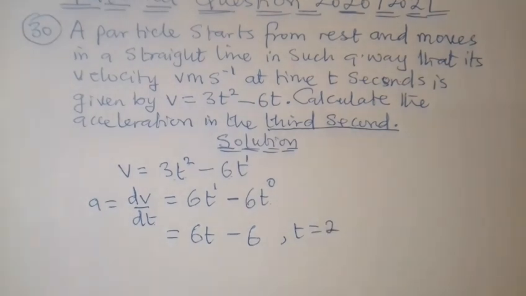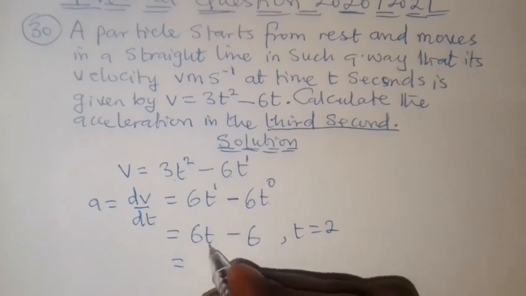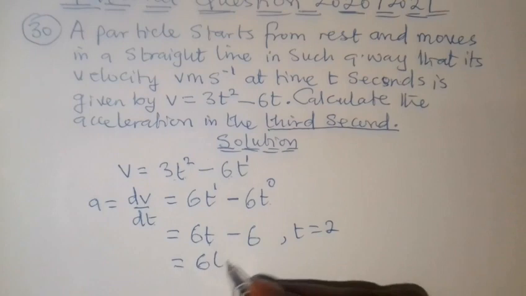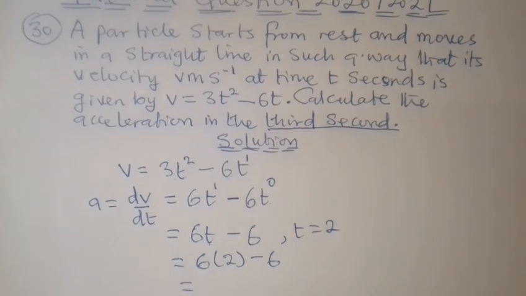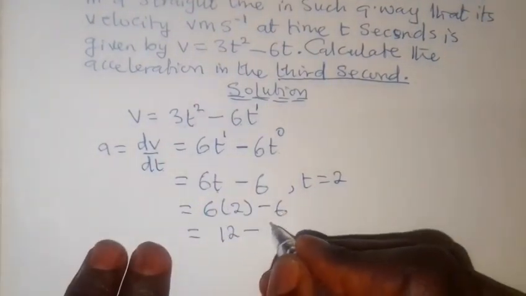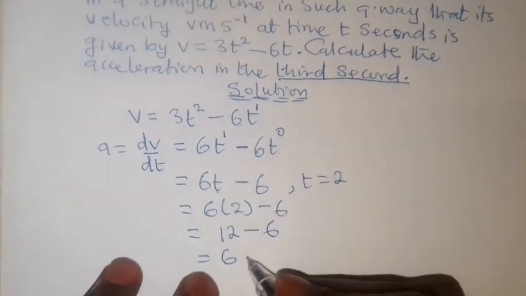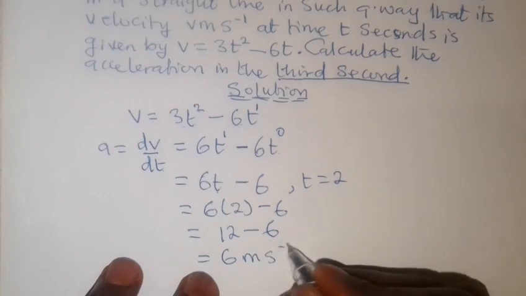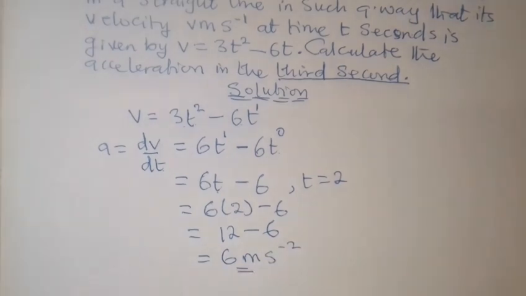2. And in doing this, if we plug in the value for t into this derivative here, we are going to have 6 multiplied by 2, then minus 6. And if we do this, we are going to have 6 times 2 is what? 12. 12 minus 6 will give us 6. And because we are dealing with acceleration, we can say meter per second squared. And this is the answer to this question.